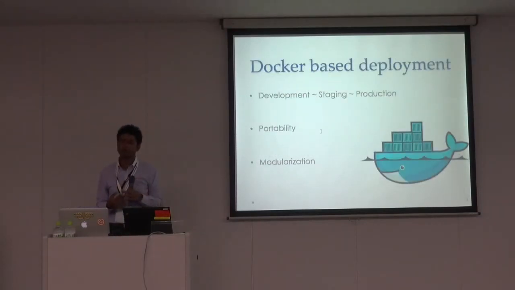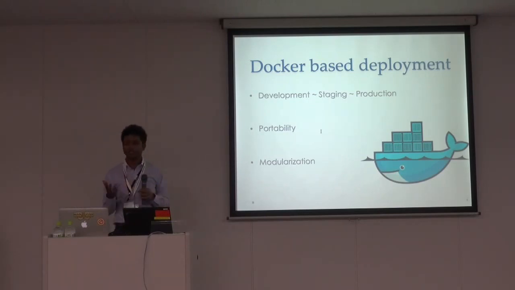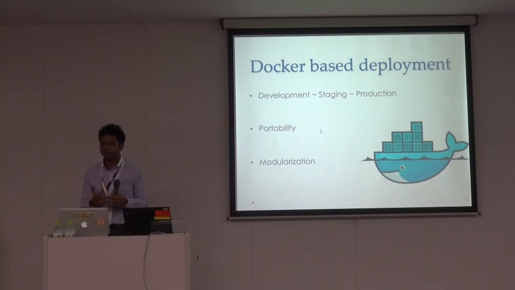We also use Docker for deployment. Some of the advantages of Docker are that development, staging, and production environments are exactly the same. Portability is great. I think I've migrated this whole application thrice, and every time it takes less than half an hour to migrate the whole application. So we've been really happy with Docker. Also modularization: every app is its own container, and it can exist on machines with other microservices that we are running. Any questions so far?